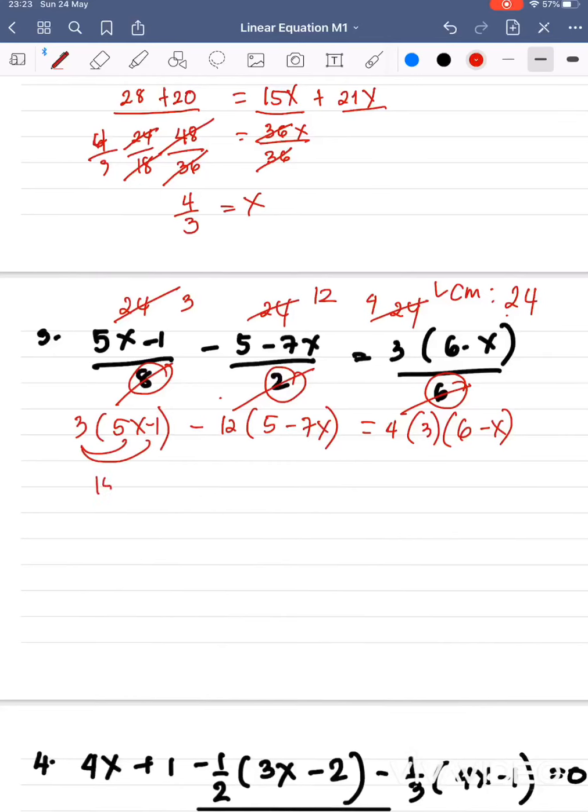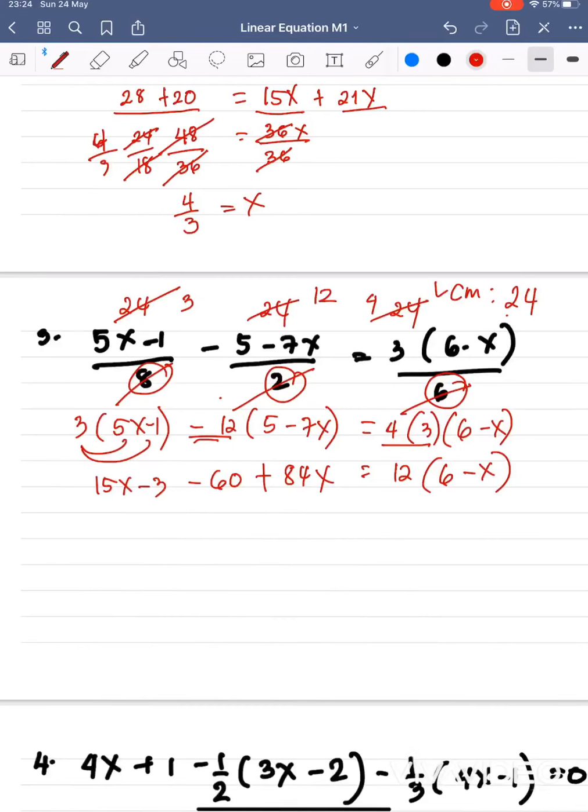So I will have 15x minus 3. 12 will carry the negative symbol. So I will have negative 12 times 5 is negative 60. Negative 12 times negative 7, we can get positive 84x. That is equal to 12 times the quantity of 6 minus x.